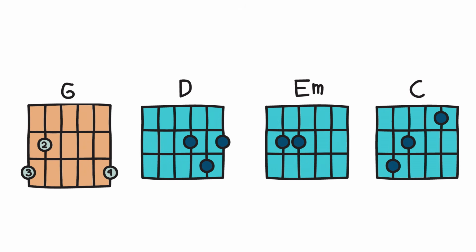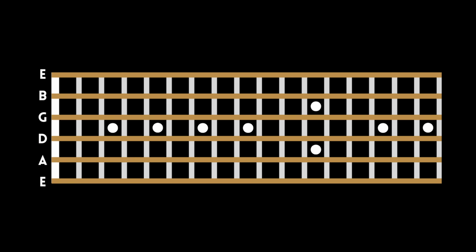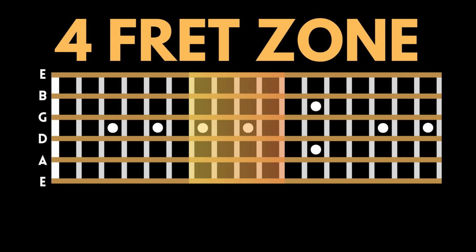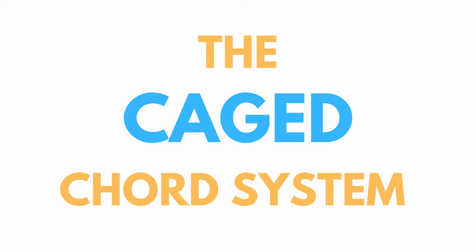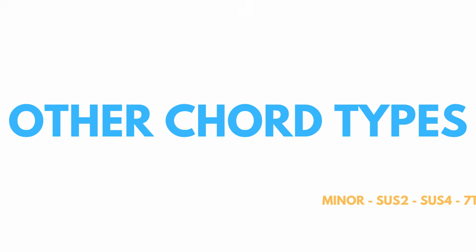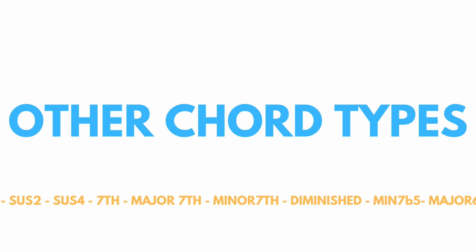The next time you play any chord progression, try picking any root note on either the E, A or D strings as your starting position, and then try to play the whole progression or song in a 4-fret zone. The process of using shapes you already know and moving them around the fretboard to form new chords is referred to as the CAGED chord system. This method works well for other chord types beyond the major chords used in this lesson.